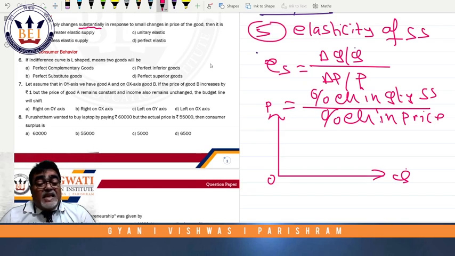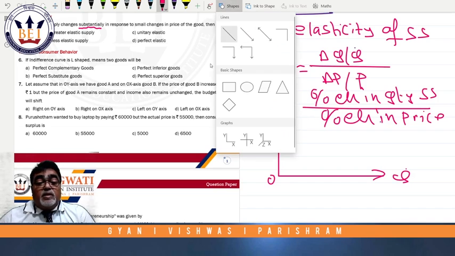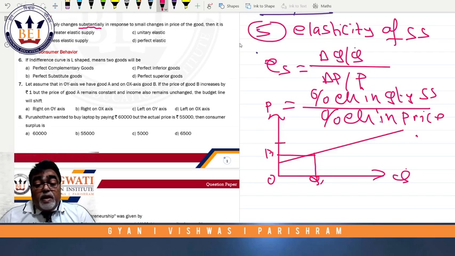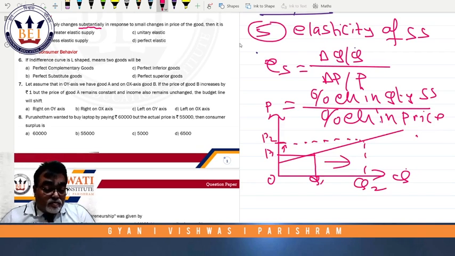When quantity supplied changes substantially, point to be noted, the curvature should be flatter, say it is P1, Q1. The price changes, say P1 to P2. Look at this diagram, beta. Quantity supplied changes to a larger extent. When quantity supplied changes to a larger extent, what does it mean? Supply is more responsive. Supply is more responsive means the supply curve is flatter.